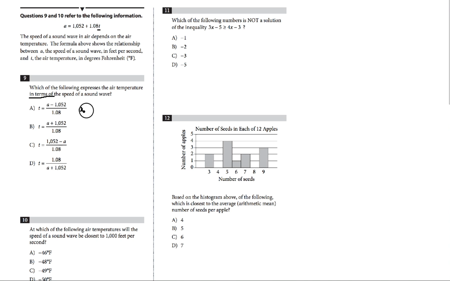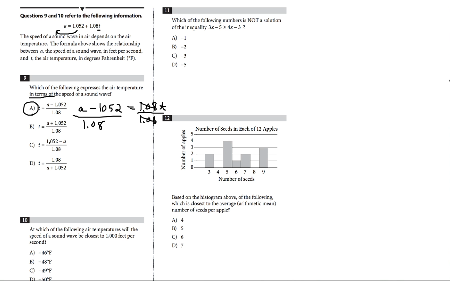So I'm going to say A minus 1,052 equals 1.08T. We just subtracted this from both sides. Now we just need to divide both sides by 1.08. These cross out, so we solved it for T in terms of A. In terms of means you leave it in the equation. So we just look through the answers and see which one looks like that, and the answer is A.